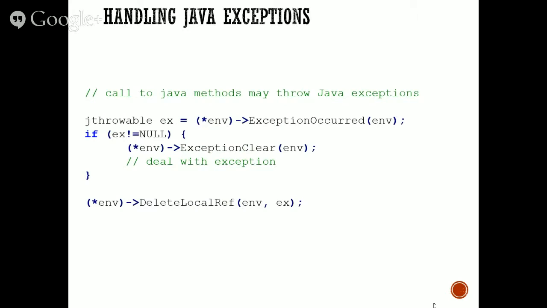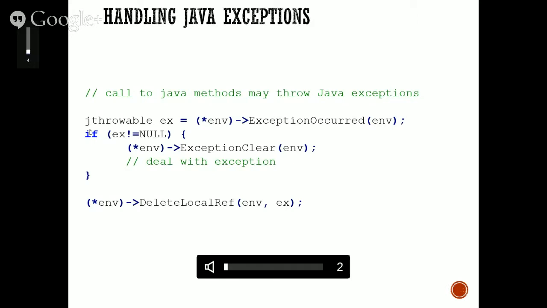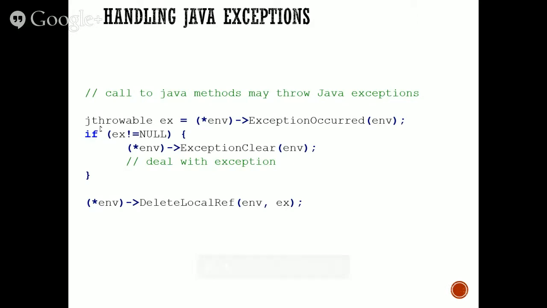Once we have seen how to get the string or how to create the string, we will see how to handle the Java exceptions. Handling Java exceptions in C or C++ is like this.